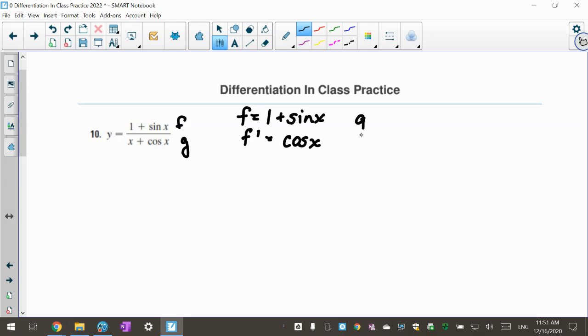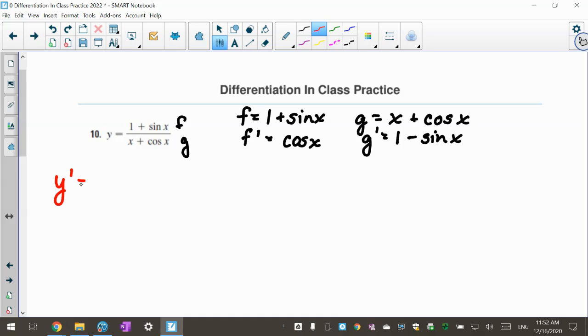Then g is x plus cosine of x. G prime is going to be the derivative of x is 1. The derivative of cosine is negative sine of x. So we're going to use the quotient rule again, which we just did previously. So I'm going to start plugging it in.